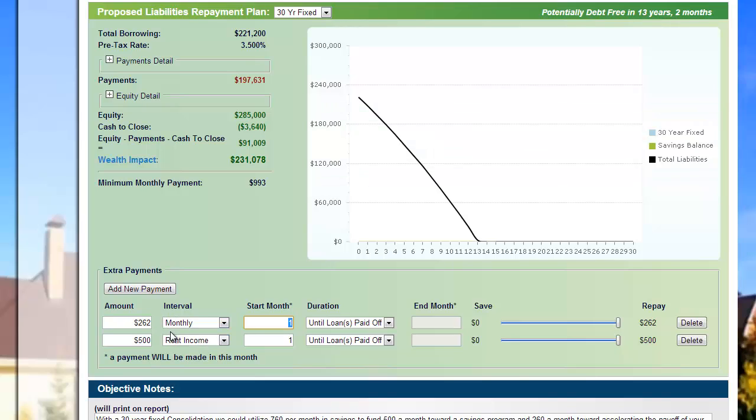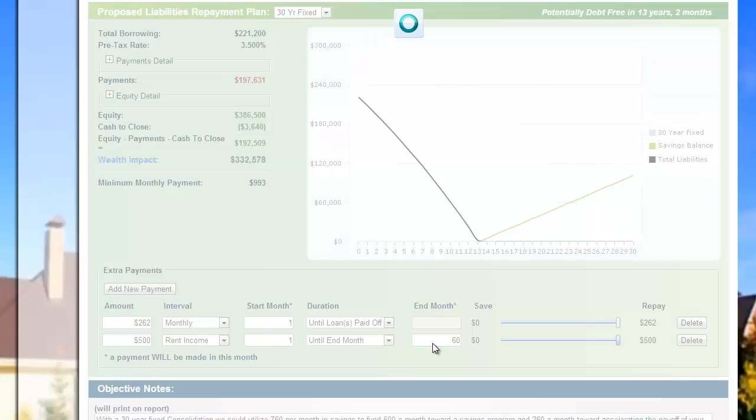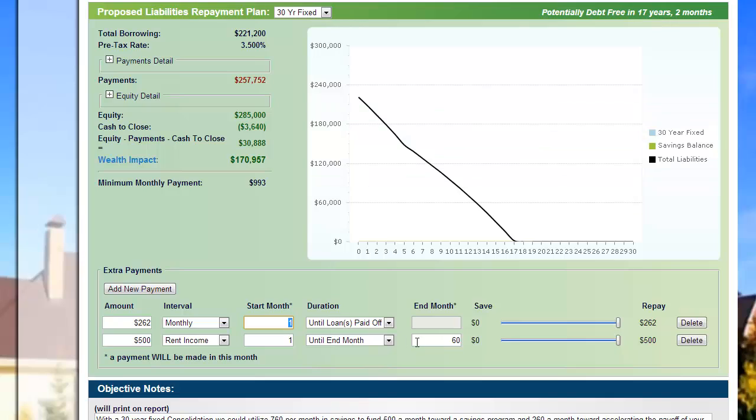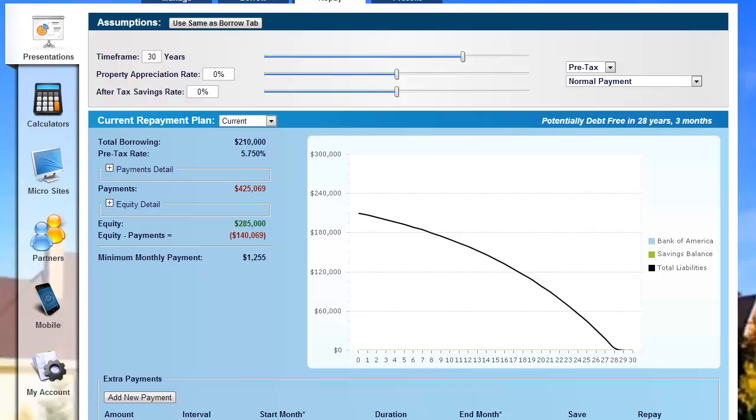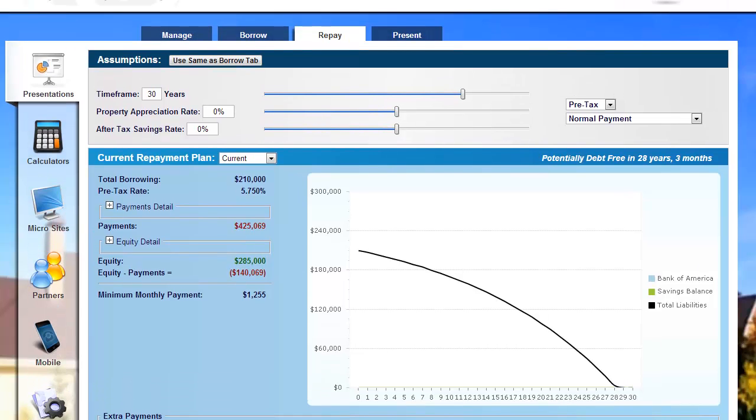So I'm just going to show, but I want to break it out. I want to show $262 for rent, and I want to show rent income, and I want to actually show the rent is going to actually only come in for about 5 years. So I'm going to rent a room out for 5 years at $500 a month, and while that rent's coming in, see the dent right there? You can see where that rent was going in. Now that rent stopped because I've gotten to the 60th month, but still I'm debt-free in 17 years and 2 months. So incredible flexibility for how you can model the value and the impact of your advice on the Repay screen.